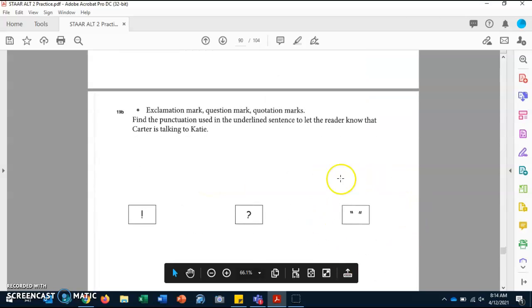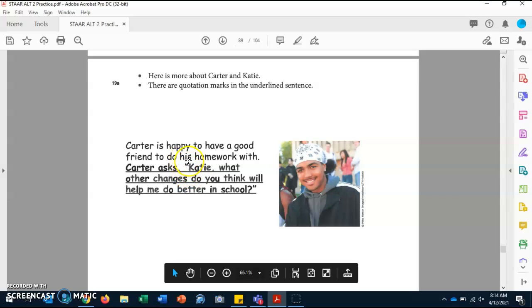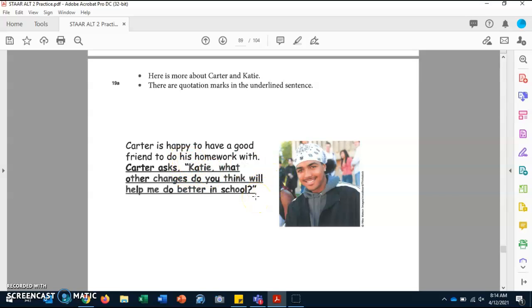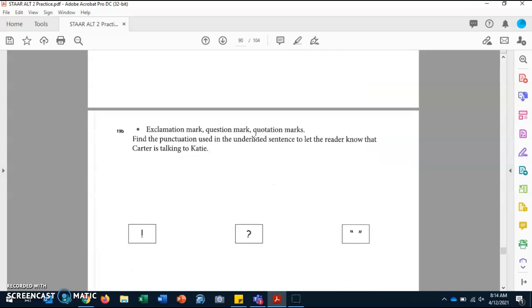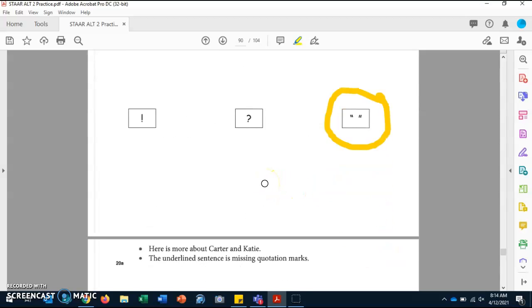And our quotation marks. When we put quotation marks, it's because we are saying something to someone. So, does that let you know that Carter is talking to Katie? Yes, right? So this is our answer.